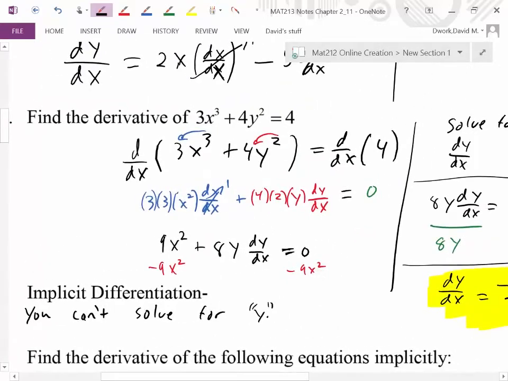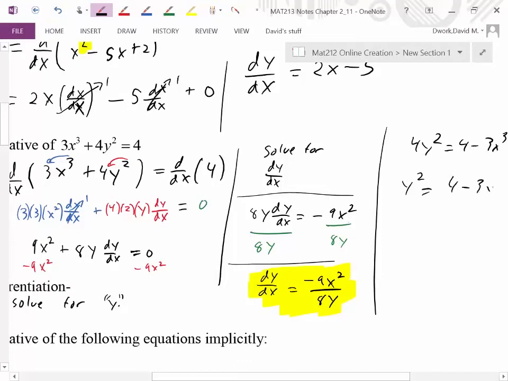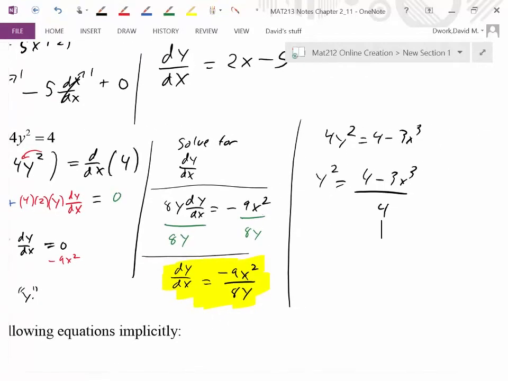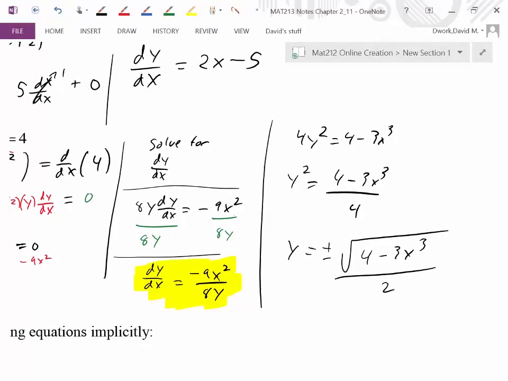You'd say, look, if I were to solve this thing for y, what would we be looking at? We would have 4y squared equals 4 minus 3x cubed. Then I could divide by 4, so y squared equals (4 minus 3x cubed) divided by 4. Then I do the square root of that, which gives me plus or minus the square root of 4 minus 3x cubed, divided by the square root of 4, which is 2. Doing this derivative isn't terrible, it's just a little bit of chain rule, and you could do it, and it's actually kind of fun.